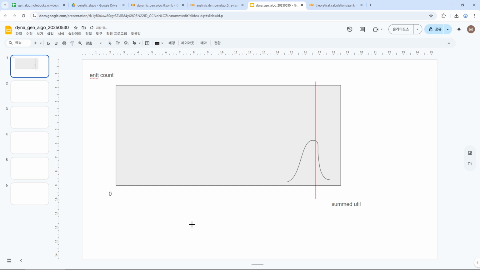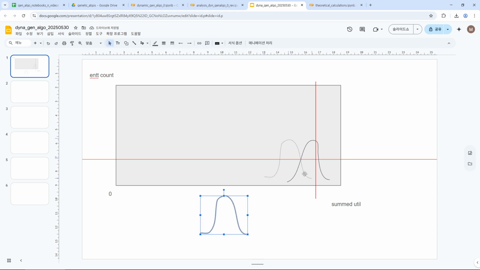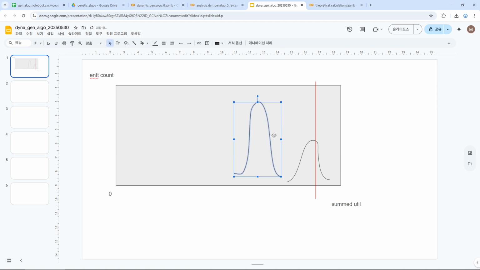I'm really bad at this. Fine, this will do. No, I'm wasting so much time. This is better, I think, or not. Yeah, this is better.